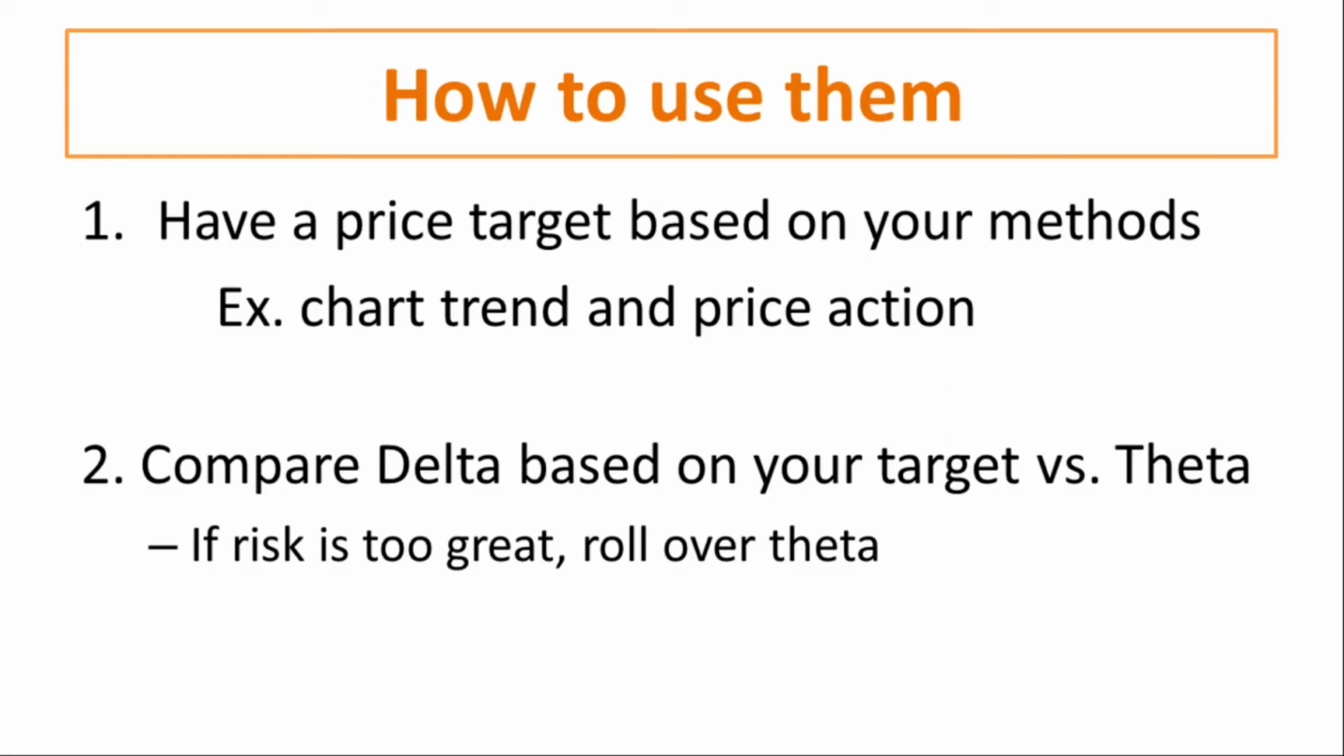Once you have your target set, then compare the delta based on your target versus the theta based on the time target you set. If you consider that risk reward to be too great or too much for your taste, then you can roll over the theta, meaning push your time target farther away so theta eats away less at your option value. As I mentioned before, there are other smaller Greeks that may help you with your strategy, especially with more complex option trading, including selling options as well as using multi-legged option trading.